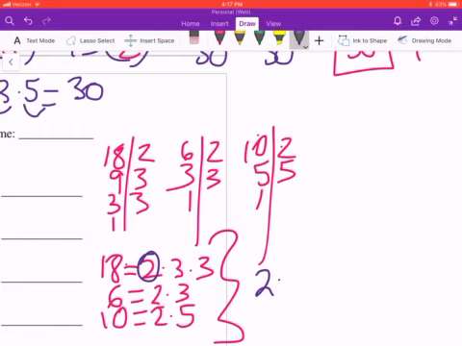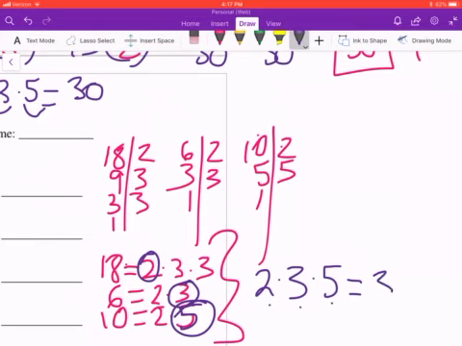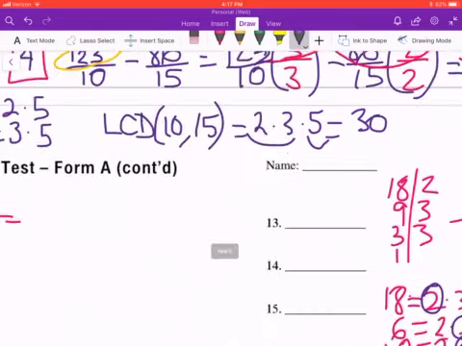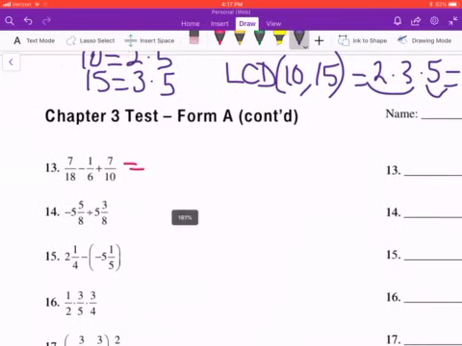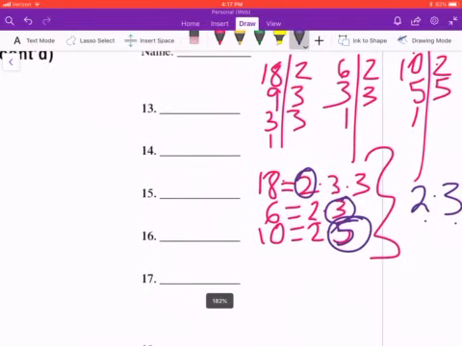Actually, they do not all have to have it. Even if only one number has it, we still have to account for it. And we also have a 5. We have to account for every single different number there. So our LCD or LCM is going to be 2 times 3, which is 6, times 5, 30. So that is what we want all of our fractions to have in the denominator.